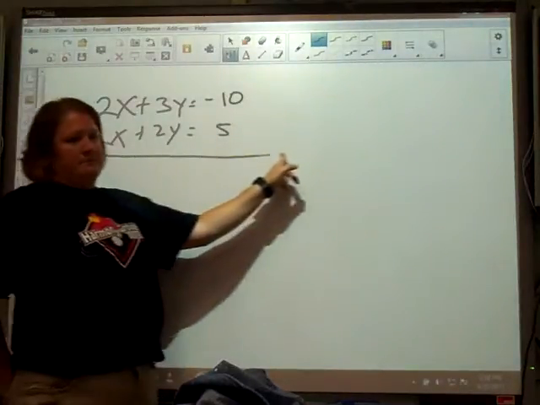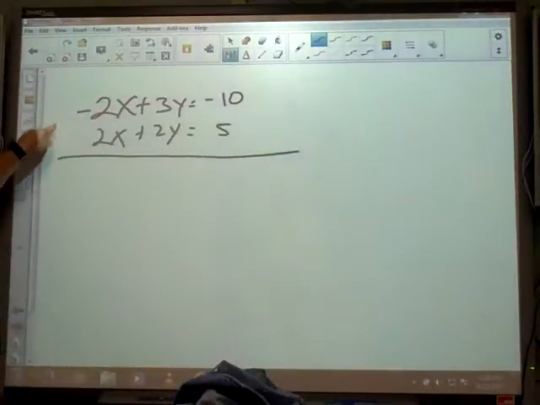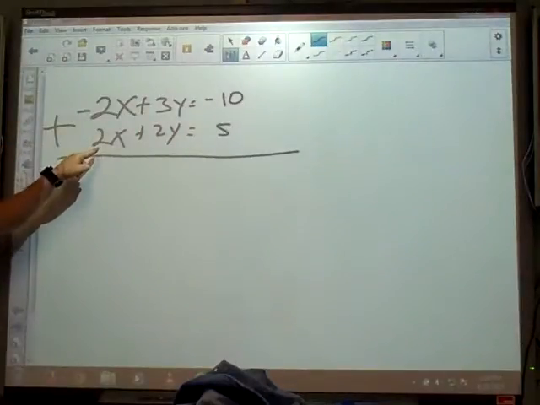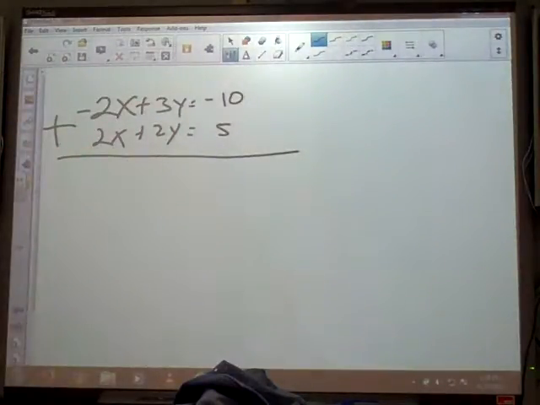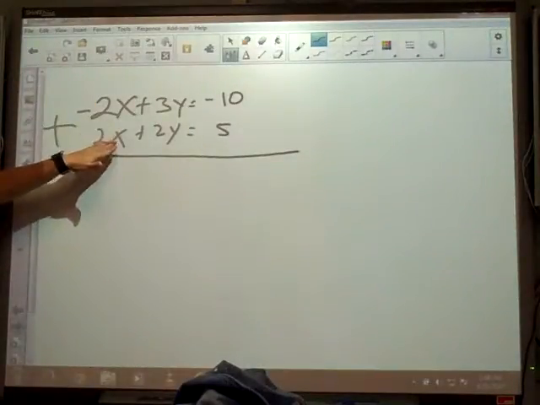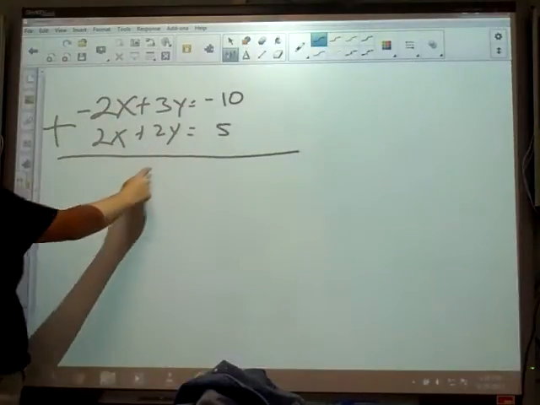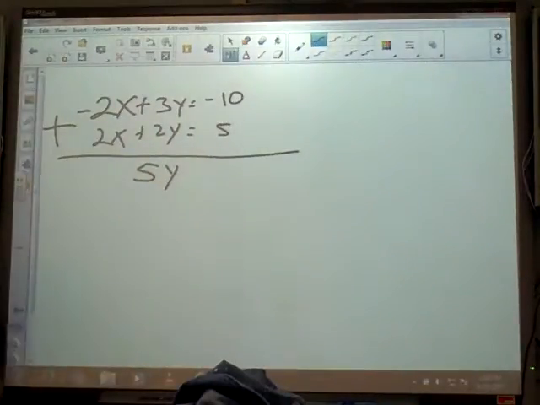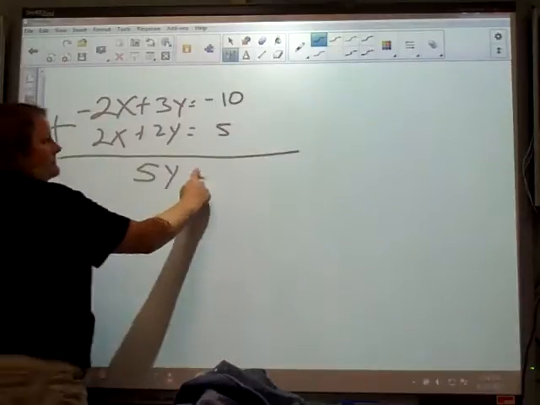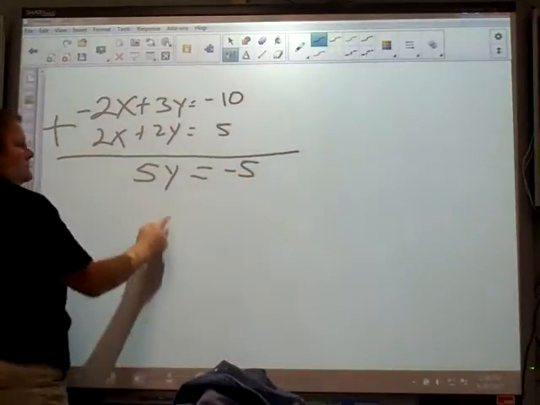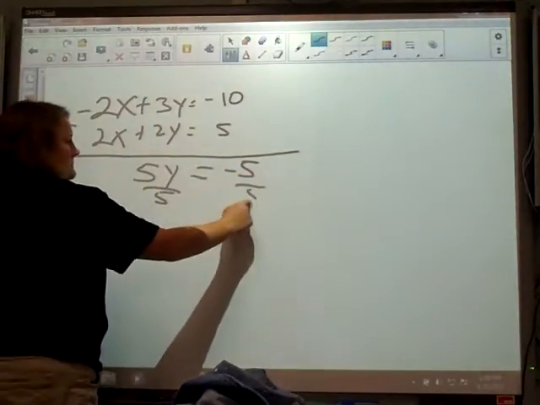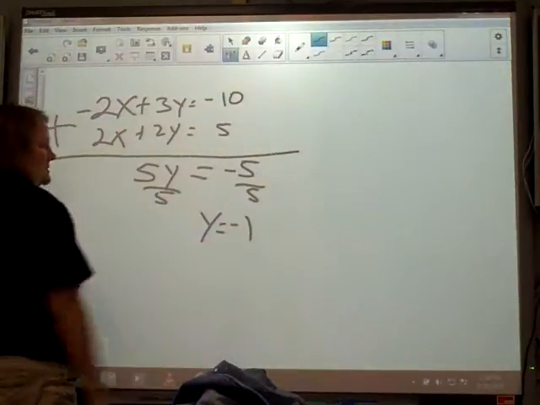Addition or subtraction? Whoa. Good, Rachel. If I add a negative 2 plus 2, that makes a 0. Okay, that's a note that Keston's going to wish she'd have made. If I subtract when they're same signs, I'm going to add when they're different signs, right? So negative 2x plus 2x is nothing. He gone. 3y plus 2y. Y. Negative 10 plus 5. So we got our y.